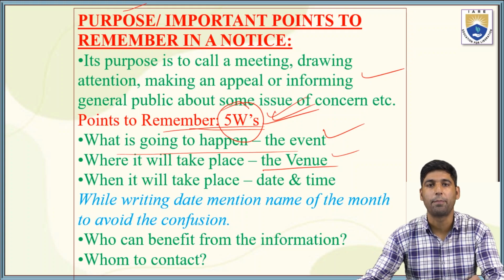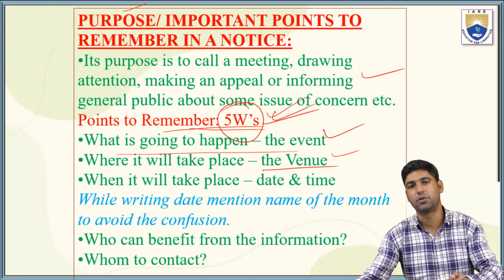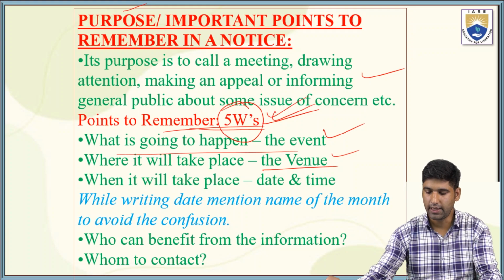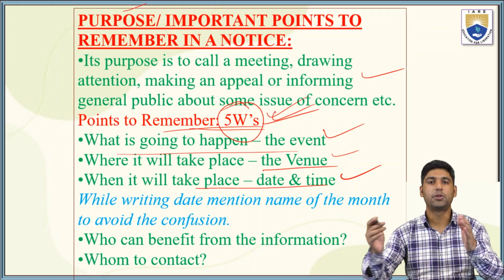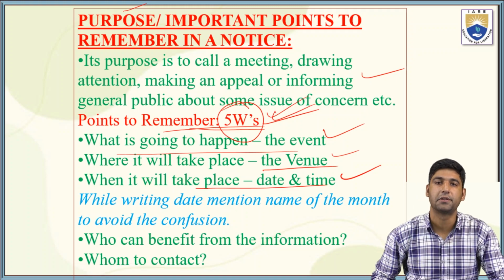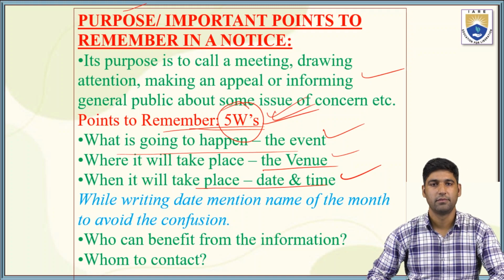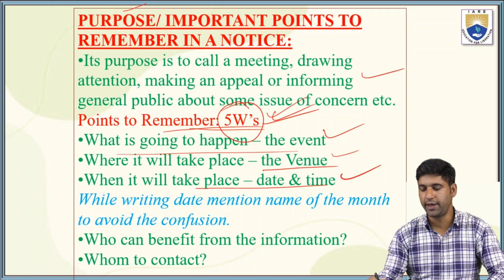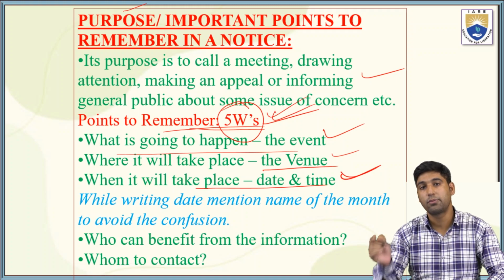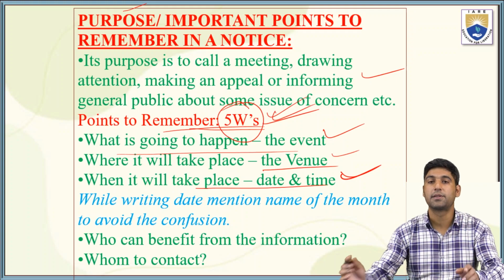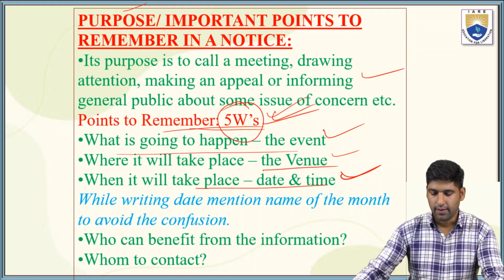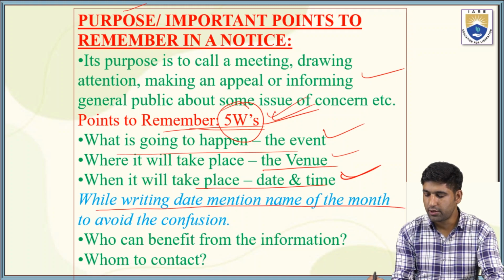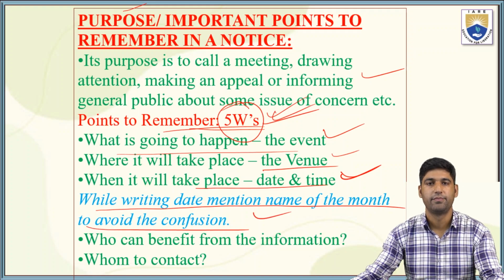Where will a specific topic, activity, or lecture be held, which is being communicated to you with the help of the notice? Then, when it will take place. Another element you need to include in notice writing is date and time. When will it happen? You are writing a notice, you have to include date and time. You are reading a notice, you have to observe what the time and date of a particular event is. And while writing, this is very important, you need to know, because there is a confusion.